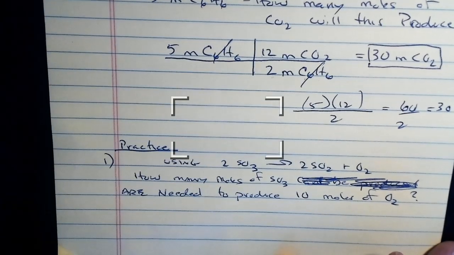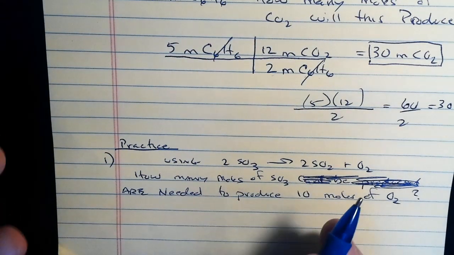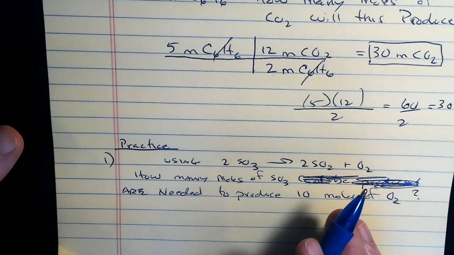Okay, for practice here, moles A to moles B. You have 3 practice problems. Remember, these are easy. You're just going to use the molar ratios in the balanced equation. We're not using the periodic table.